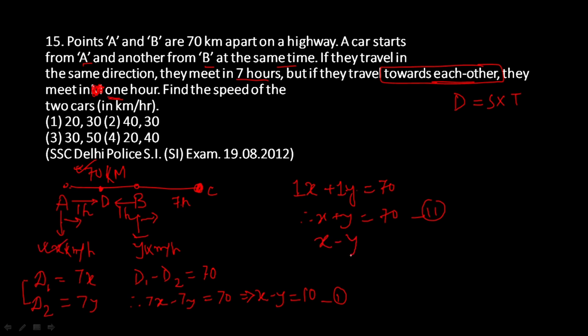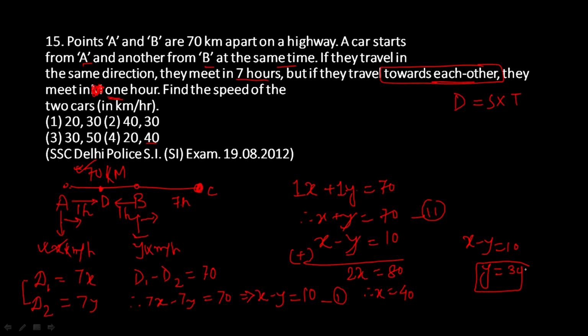x minus y is equal to 10, right? If we sum it up, y will be gone, so 2x will be equal to 80, so x will be 40. So 40 and 30 can be the options, but there is an option for 20 and 40, so I have to do it. So x minus y is equal to 10, so y will be 30. Clear? So y is 30, and x is 40, so 40 and 30 will be the answer.